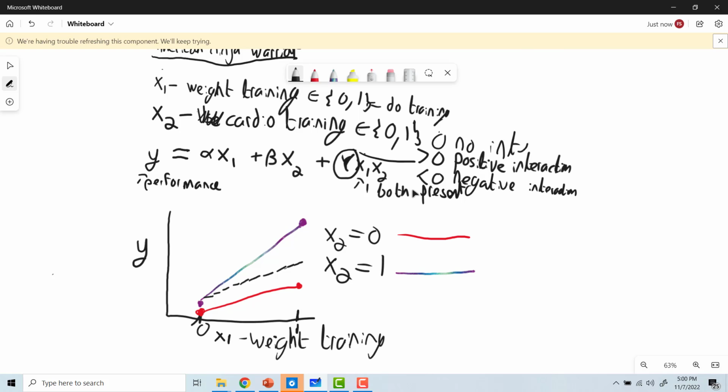And don't worry, you don't need to understand the regression notation. It's just to give you an idea. But you can see with no interaction, these two lines would be parallel.